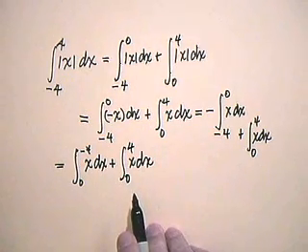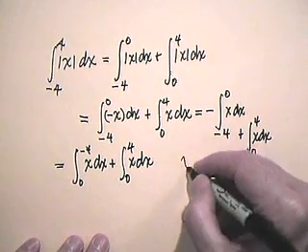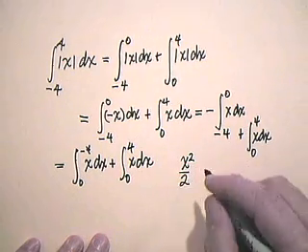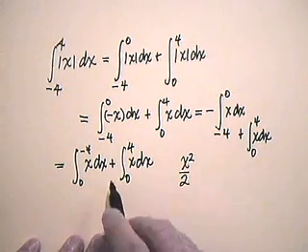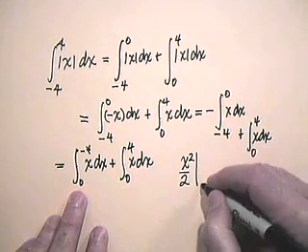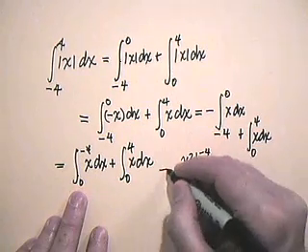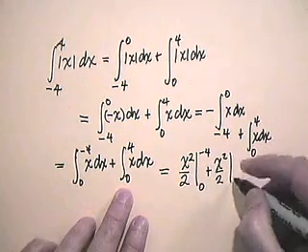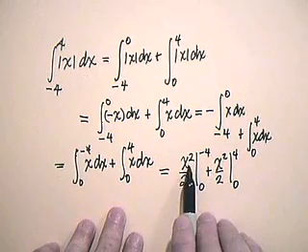So let's ask ourselves, what is an antiderivative of x? Notice if I differentiate x squared, I get 2x. So consequently, if I take x squared and divide by 2, the derivative is just x. So here I have x squared over 2 for the first definite integral. We want to evaluate from 0 to -4, plus, for the second one, x squared over 2 evaluated from 0 to 4.